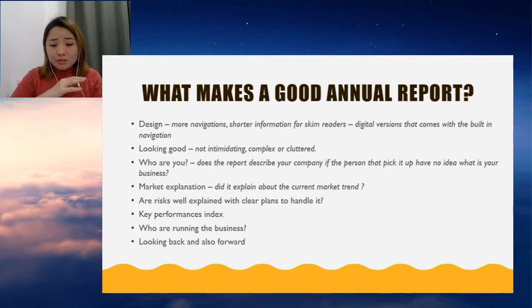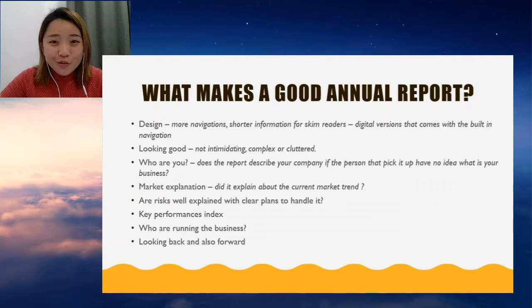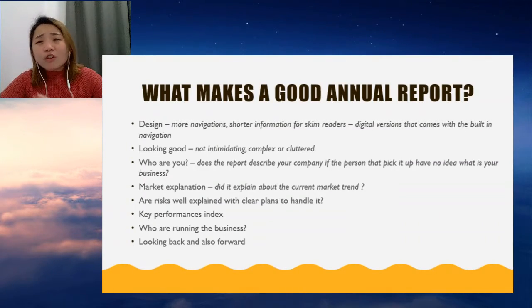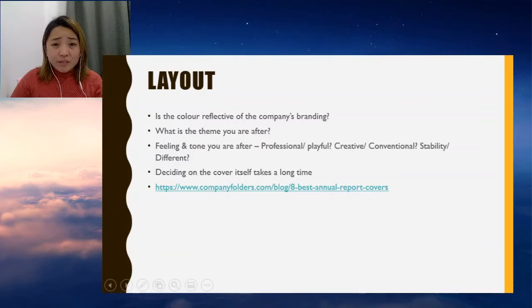And of course, within the annual report, can people see who are running your business? If you are unable to even showcase your management, I think that's not a good annual report. An annual report must be able to showcase the management. And of course, another thing that makes a good annual report is that it looks at the past, how you have come so far, and also how you are moving forward, right? All of this makes a good annual report. Do consider all of that.